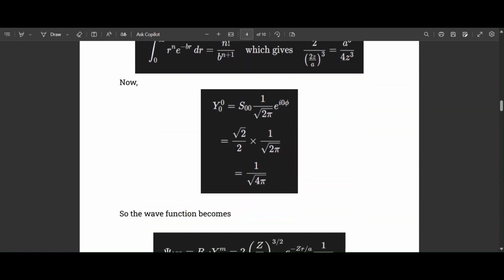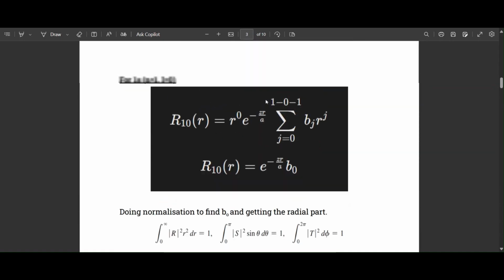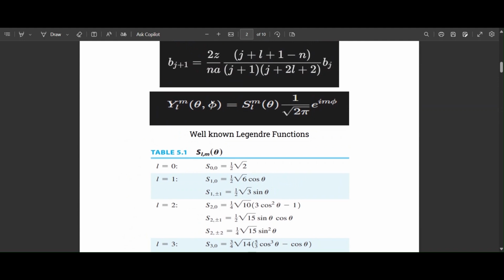अब हमें देखना है angular part. तो Y00 is equal to S00. Okay, so एंगुलर पार्ट का फॉर्मूला क्या था, हमने यहाँ पे देखा था Slm, 1 बाई रूट 2π e^(imφ).